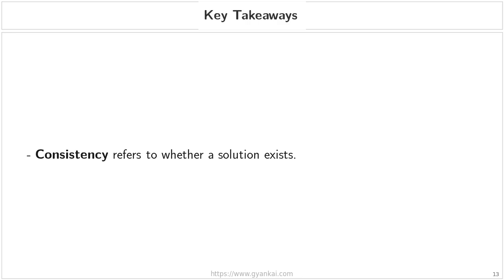First, remember the core definition. Consistency simply refers to whether or not a solution exists for our system. If there is at least one solution, we call it consistent. If there is none, it is inconsistent.